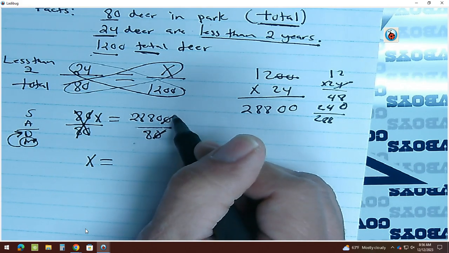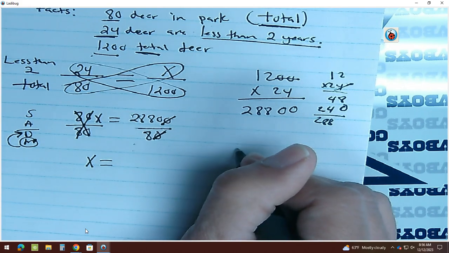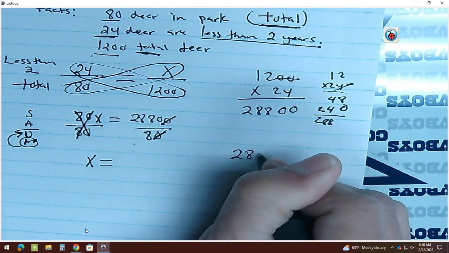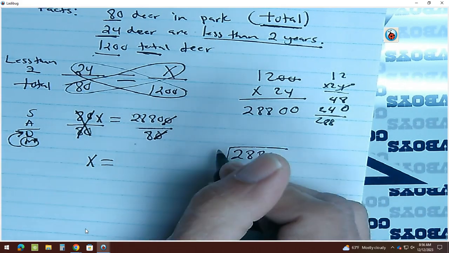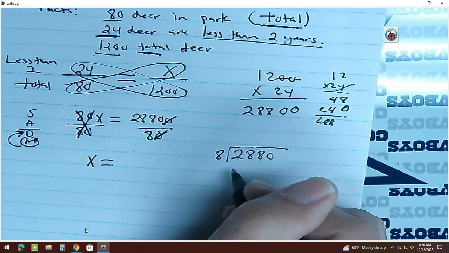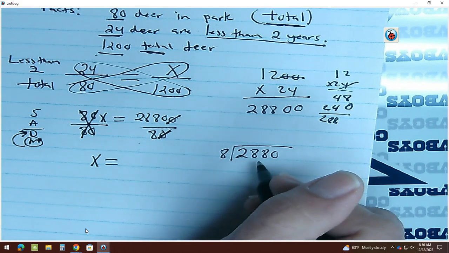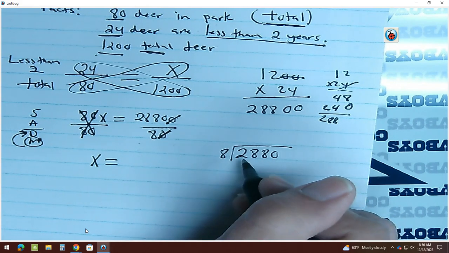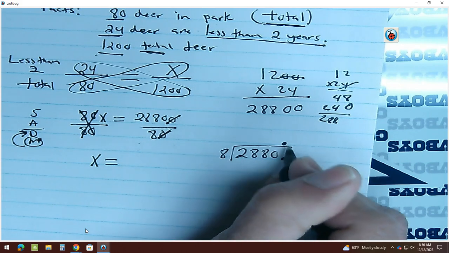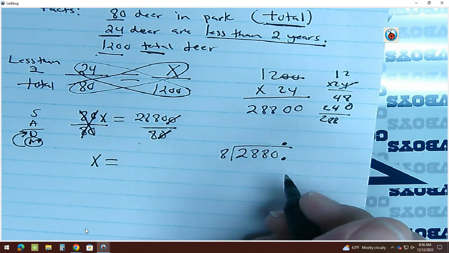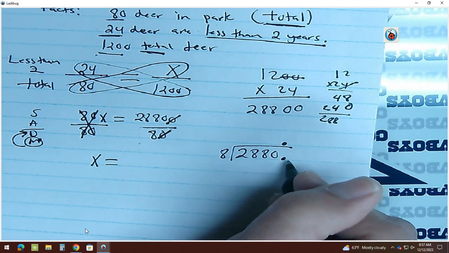Why do I want to cancel zeros when we're dividing? To make the division easier again. So we're going to do 2,880 divided by, instead of 80, divided by what? 8. Now the other problem that I'm seeing when you guys are dividing, you're not putting your decimal. Once you have your division, put the decimal at the end. If there's no decimal, we need to put the decimal at the end.